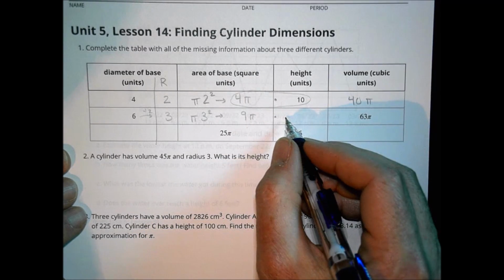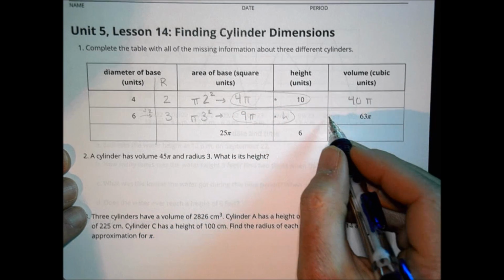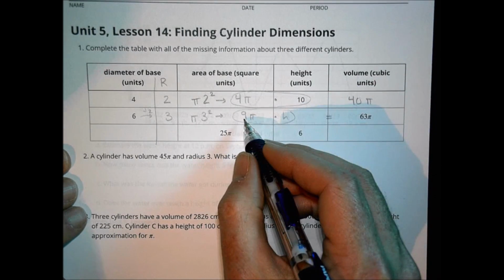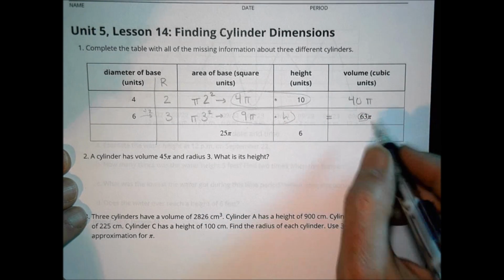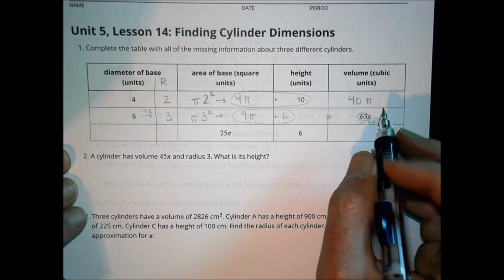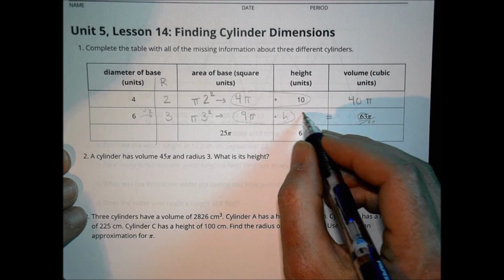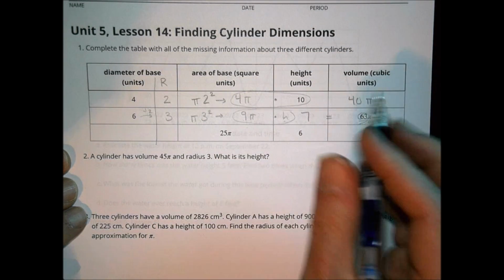I'm going to multiply that by some h value in order to get to 63. So 9 times what equals 63? Or you could think about 63 divided by 9 pi, if that helps you out. But knowing your math facts, 9 times 7 equals 63. So that's our height right there.